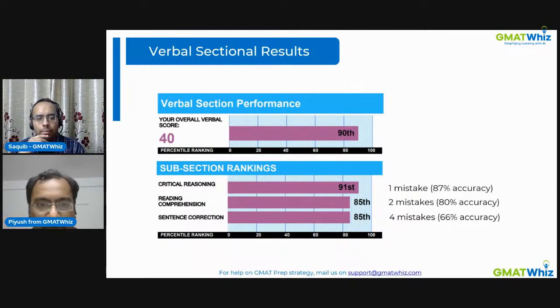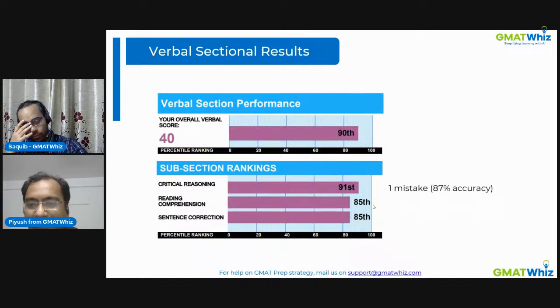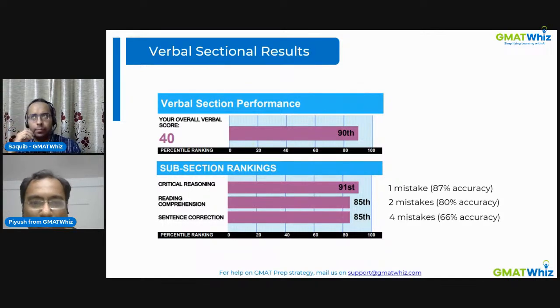So overall, if you see, Shakib had 91 percentile in CR, 85 percentile in RC, and 85 percentile in SC also. And you see the accuracy and the number of mistakes which I'm showing you on the right side along with it. Now, I've shown these numbers. You have the percentile in front of you. You have the number of mistakes and accuracy in front of you.